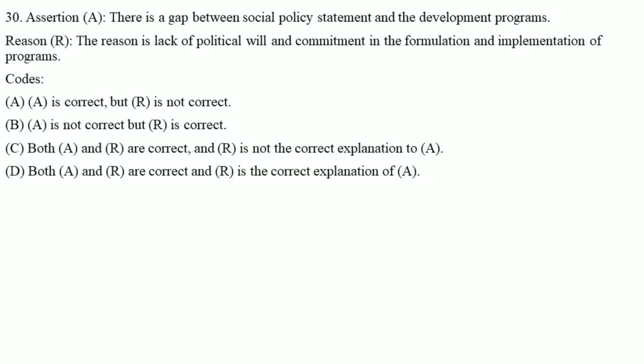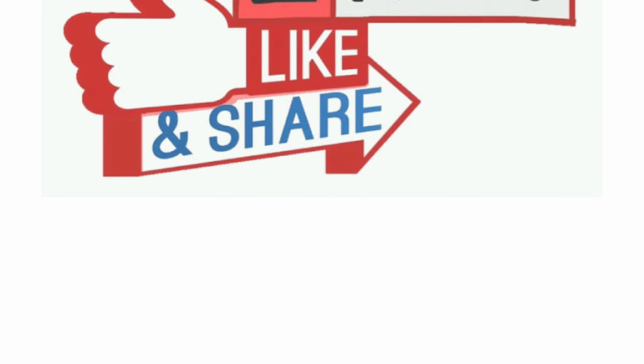So for today's last question is assertion. Here the assertion is there is a gap between social policy statement and the development program, and reason is lack of political will and commitment in the formulation and implementation of program. So from the code, the right answer is option D. Both A and R are correct, and reason is the correct explanation of assertion. So option D is the right answer. This is our last question from the 2012 UGC NET question paper.